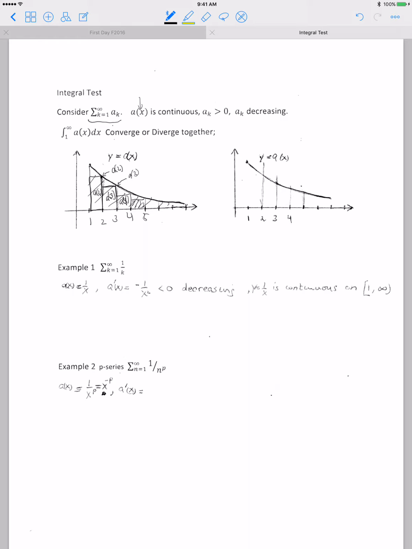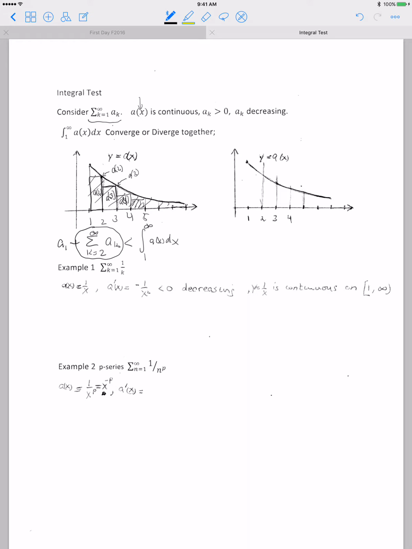Therefore, if I added up all the areas of the rectangles, that would be the sum of a sub k, k equals 2 to infinity. This is going to be less than the area under the curve, which is the improper integral. Therefore, if the improper integral converges, this forces this infinite series to converge. And then I can just add the first term to it, a1, and I get the infinite series that I started with. So this shows that if the improper integral converges, so does the infinite series.